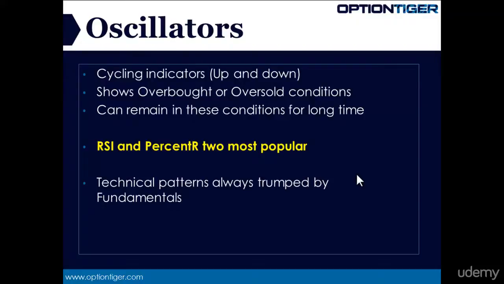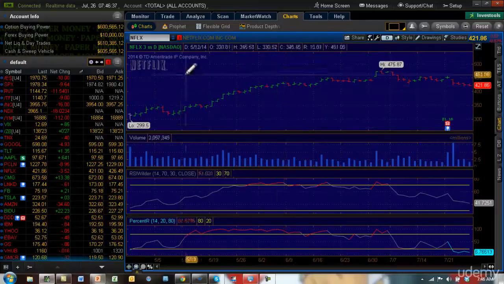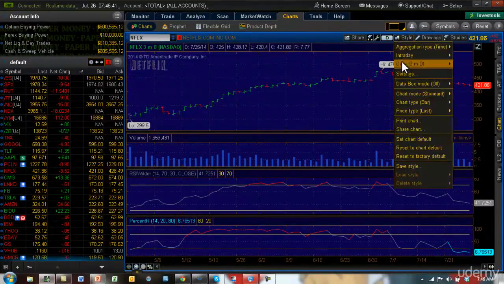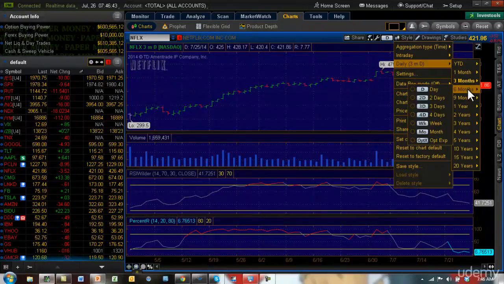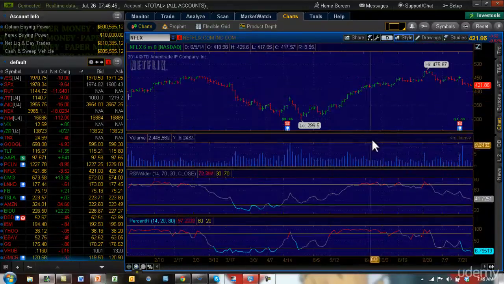Technical analysis itself will work when there is little or no fundamental events that can move the markets or move the stocks. So let's go into the Thinkorswim platform and let's look at the RSI and the percent R. So here we are looking at Netflix. This is a 3-month daily chart. Actually, let me just go back a little bit more. Let's do a 6-month daily chart.